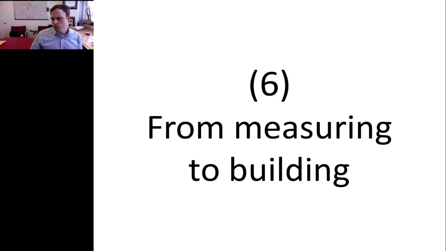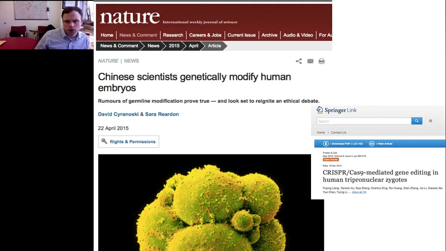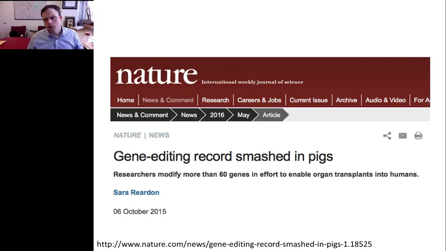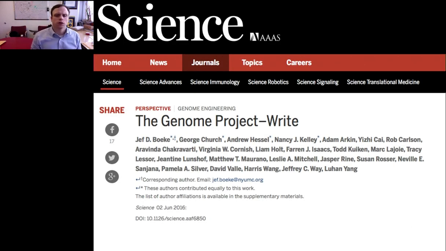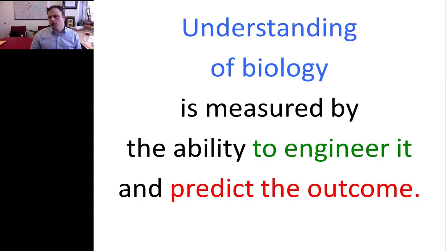And the long-term view, of course, is not just to measure things, but to then start using them as a way to build things. Engineering genomes used to be thought of as something you couldn't really do that easily or that well, but it's already been done for human genomes, and human embryos have been edited. Entire pig systems have been edited so you could grow human transplants in them. This led to a lot of discussion about a synthetic human genome in a project called Genome Project-write, which I'm working on with many people listed here, and we're developing ideas around this. But the principle is that understanding biology is best measured by whether you can engineer or tweak something and then actually predict the outcome.